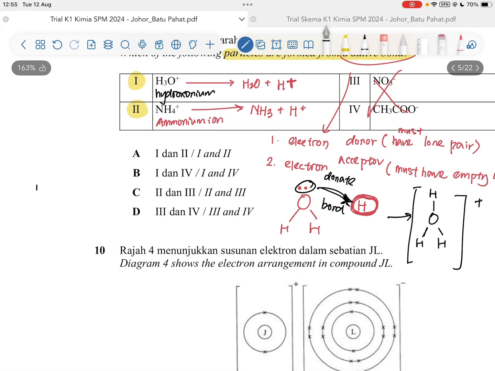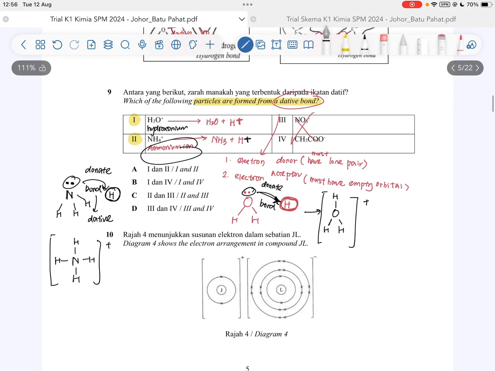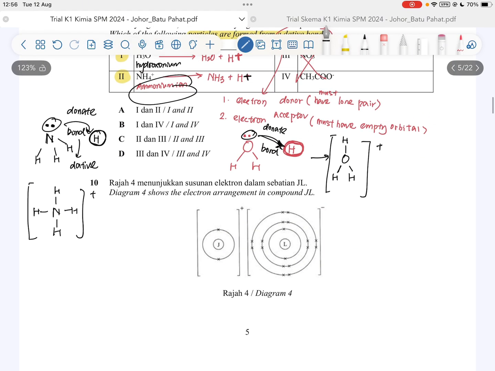So if ammonia is like this, there is an N bonded to 3H, and it also has a lone pair located at the nitrogen atom. And then there is also the hydrogen ion with an empty orbital because of the plus. Plus means you already donated your electron, so you have no valence electron. That's why your orbital is empty. So this nitrogen atom will donate its lone pair to the hydrogen. When somebody donates something to you, a bond forms, and you will have an ammonium ion. This type of bonding is a dative bond.